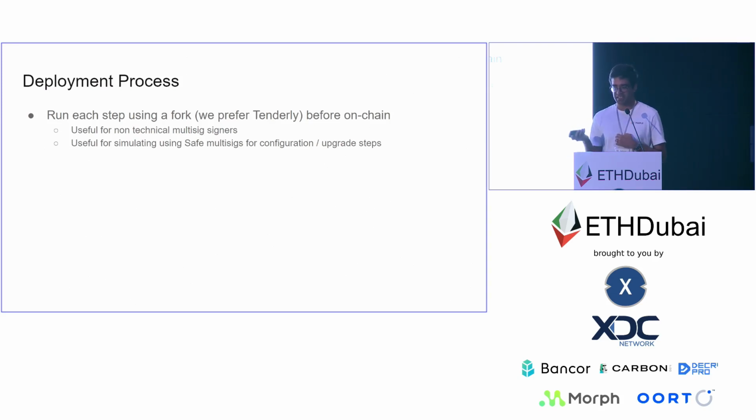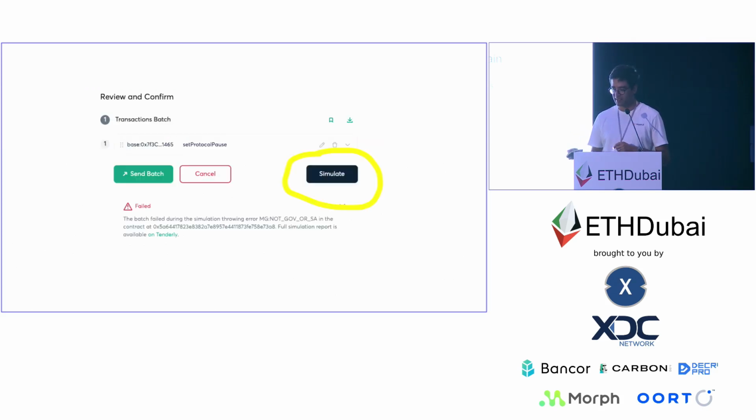So why do we prefer using Tenderly? We're not shilling for Tenderly. We're heavy power users. We pay them heavily for every service that we get, but they're great. Using a Tenderly fork is super good for the non-technical multi-sig signers that you have, because I'll show you in a sec, there's a nice simulation that happens. You can see exactly all the state diffs that are happening.